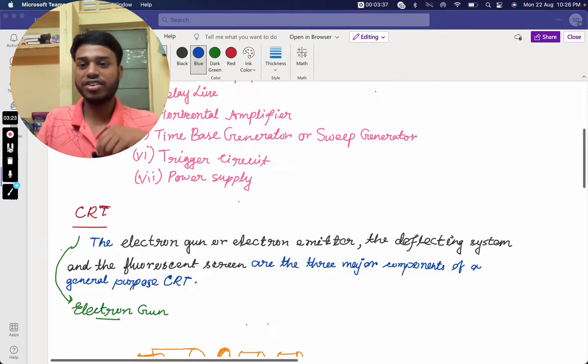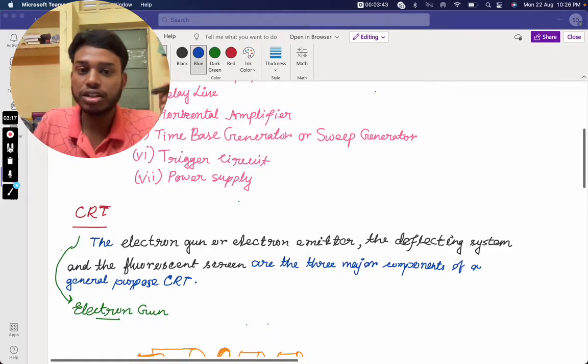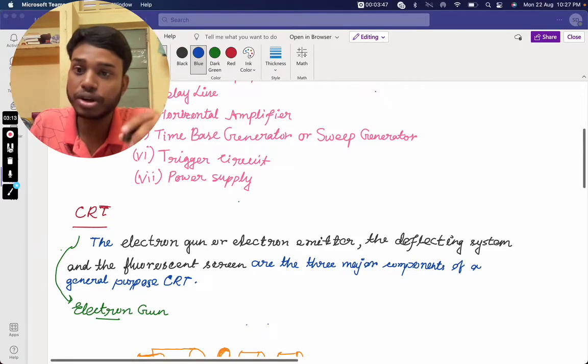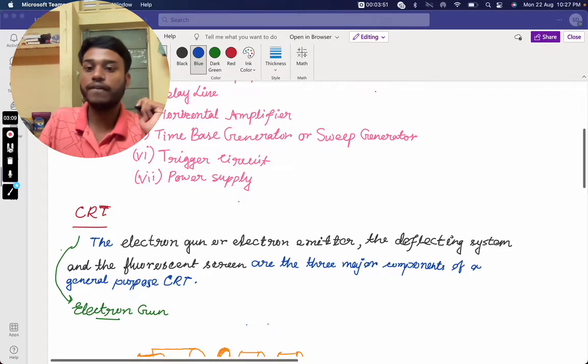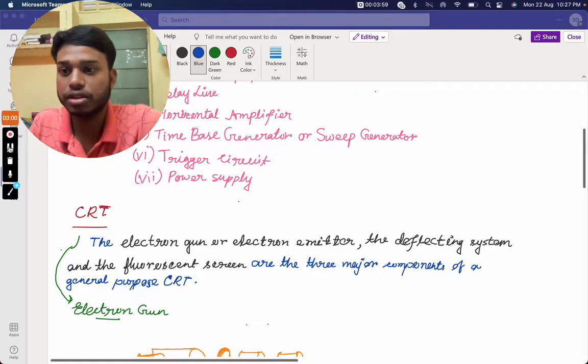So what is the CRT? The electron gun or electron emitter, the deflecting system, and the fluorescent screen are the 3 major components of a general purpose CRT. So the first component is the electron gun. Let us first see the structure of the electron gun, guys.